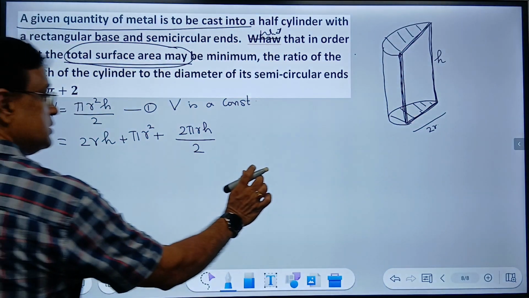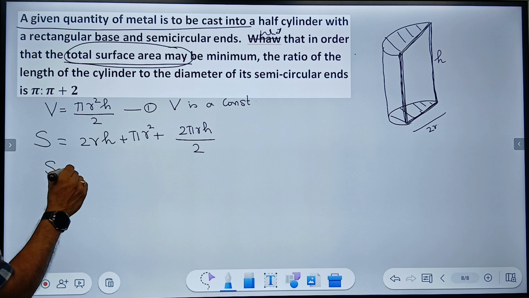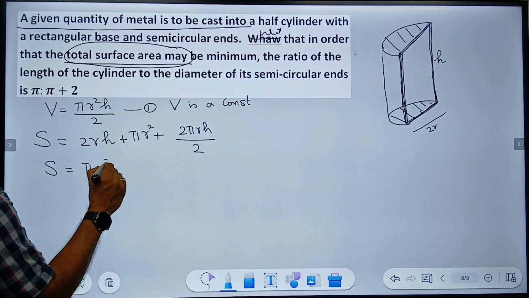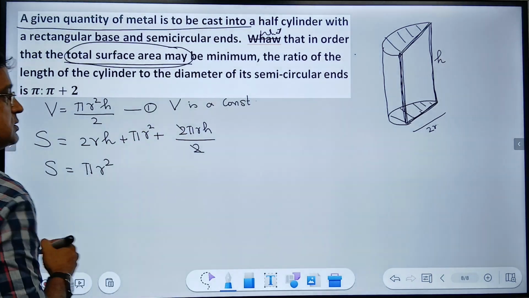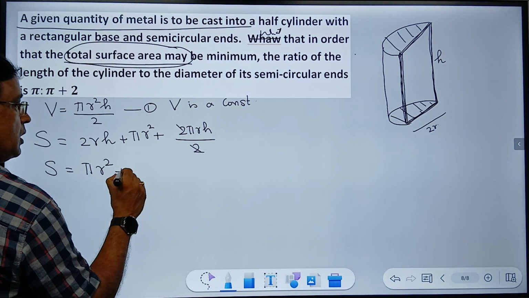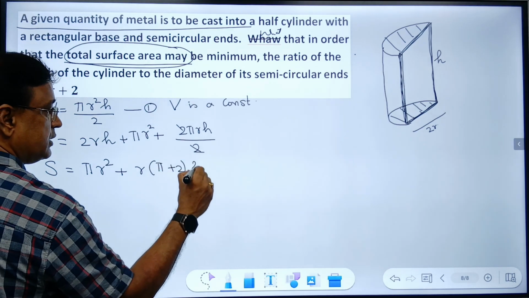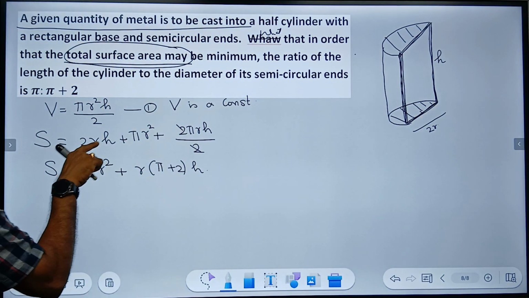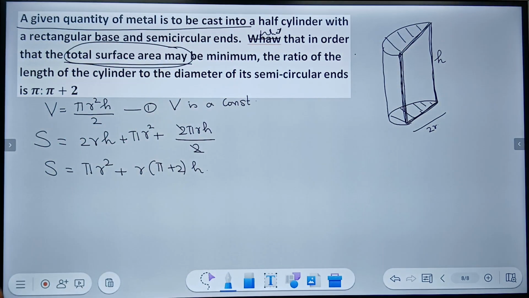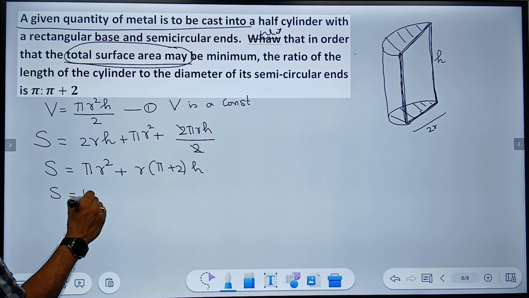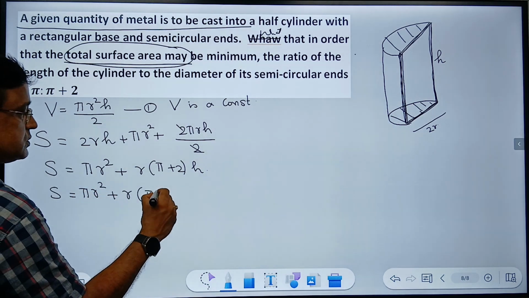Now clearly, if you notice, it has two variables, r and h. I'm going to change it to a single variable. How? First, I keep pi r square as it is. Now here I take out what is common. r is common, so I get r into pi plus 2 into h. So now S is equal to pi r square plus r into pi plus 2 into h.